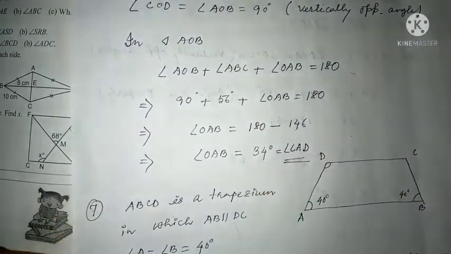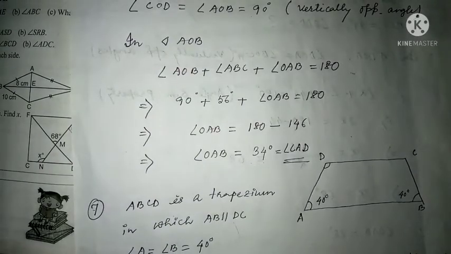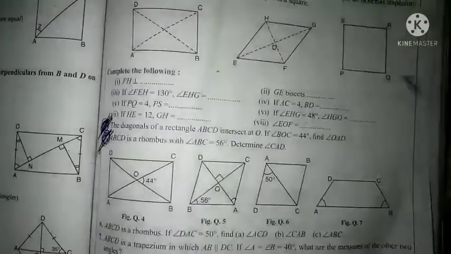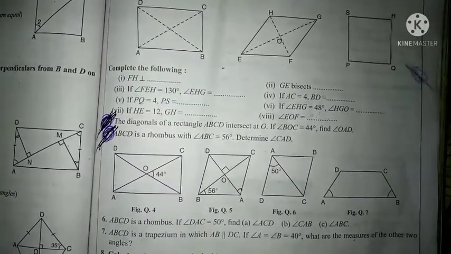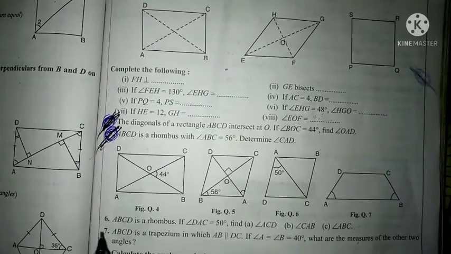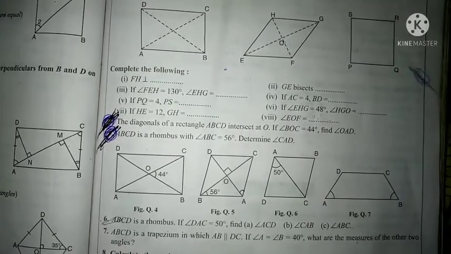Okay, so this is our answer to the fifth number question. Then, 6 is very easy. Question number 6 is given to you as homework. Try to solve it by yourself.